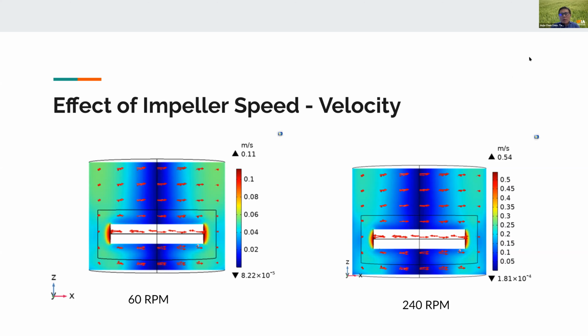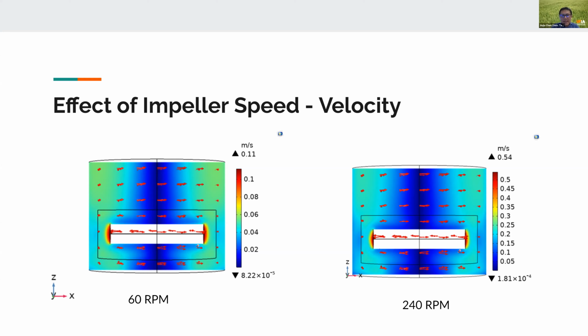Okay. So in our model here, for this simple model, what we did is actually use the steady state model, because the advantage is that it can predict the results quickly, because it's a proof of concept model. We use a steady state condition to simulate the fluid field, and we evaluate the effect of different impeller speeds on the flow behavior. So here are two different impeller speeds, 60 RPM and 240 RPM.